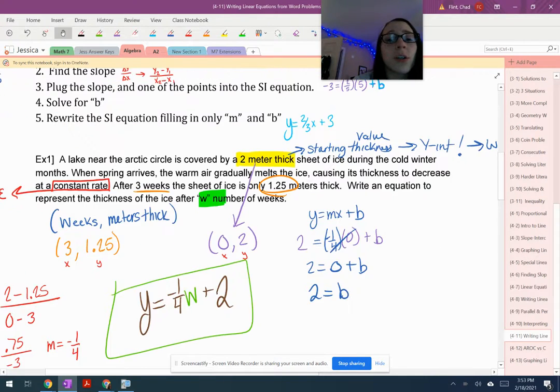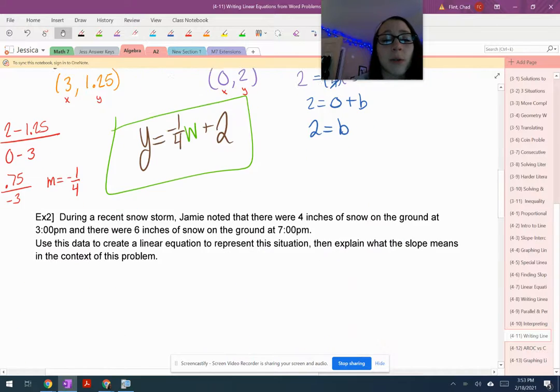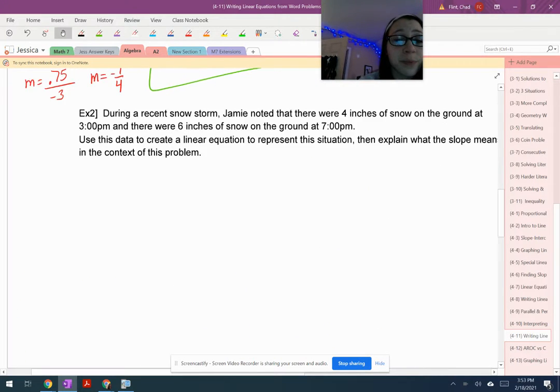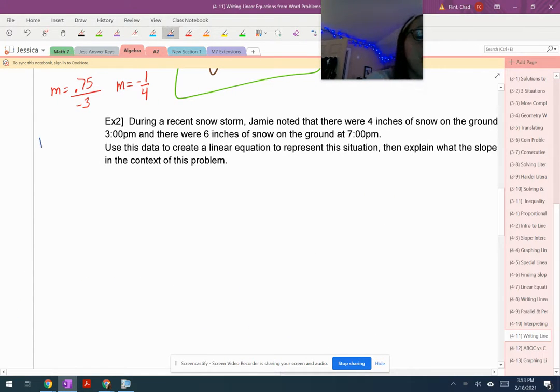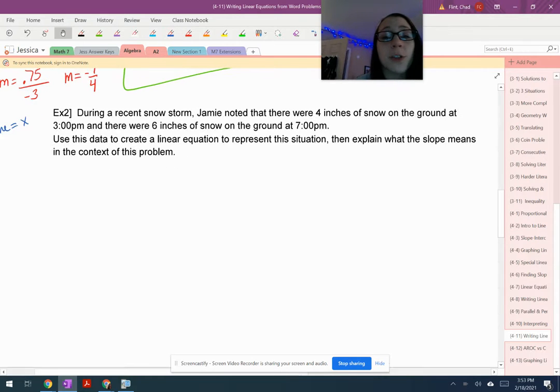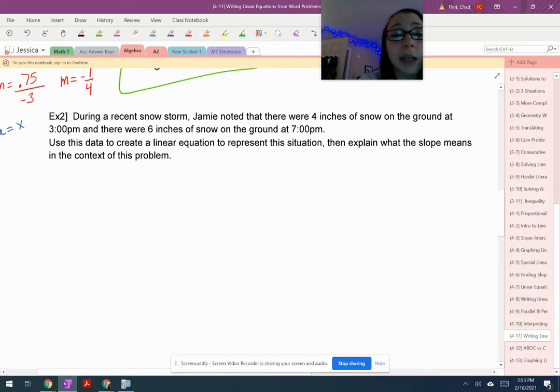So again, we're just going to go through those steps. Start by figuring out the coordinate points, keeping in mind that our time is always like our x. So in this situation, we're talking about inches of snow and a time, right? That's what each one of these things is talking about, inches of snow and time. So time is always x, so it's going to be the time, comma, inches of snow.